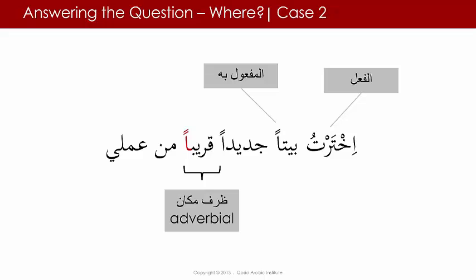It is not the object of the verb. I don't say I chose near. That wouldn't make sense. But nevertheless, qariban is mansub because it has a fatha tanween. And we can think about the fact that it is also the possibility that qariban could be an adverbial. An adverbial tells us, for example, something about time or place. So here, qariban means near. So near gives us some information in terms of place about the action of the verb. I chose a new house near my work.